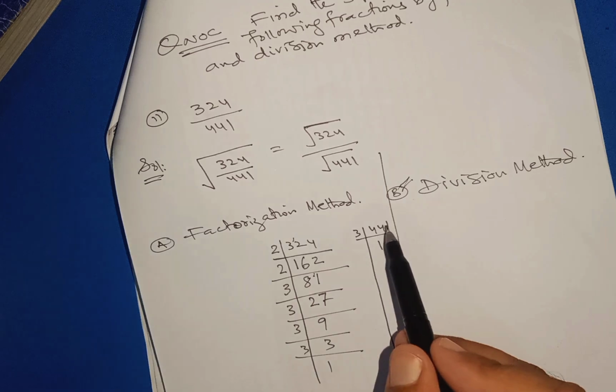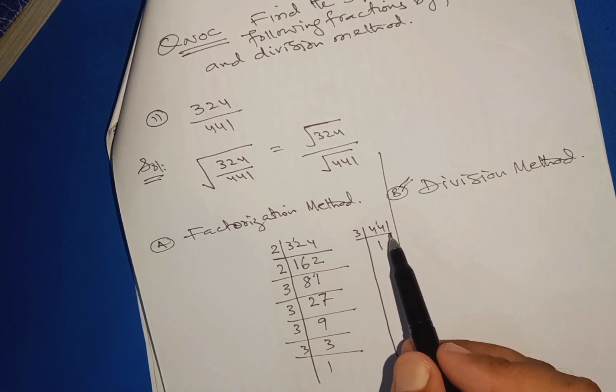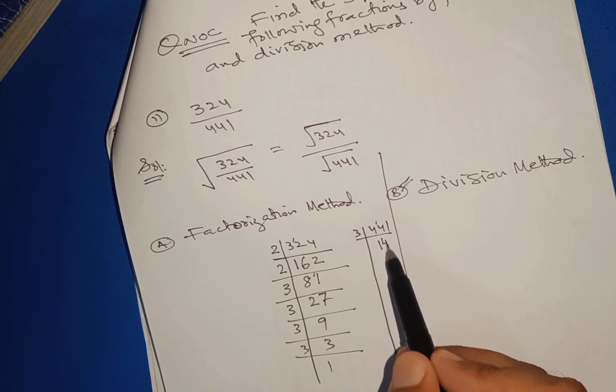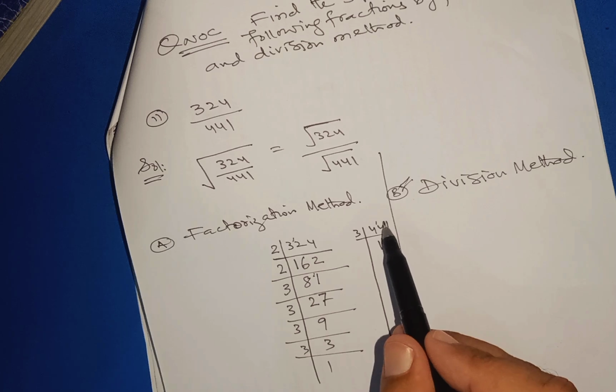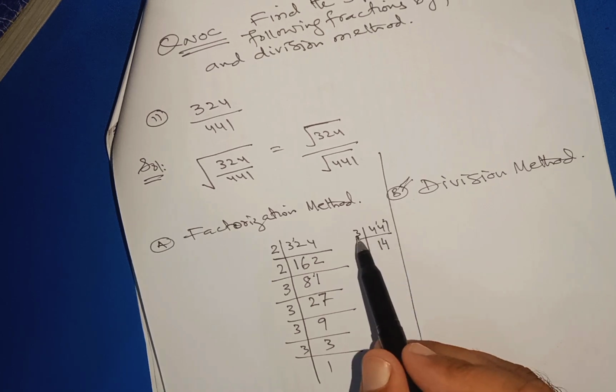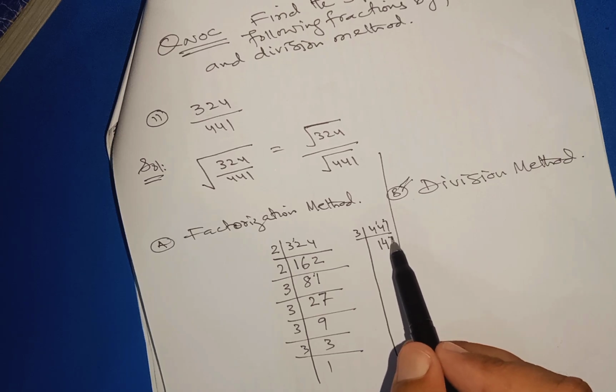3 ones are 3. We are left with 1. We will give this 1 to this 4. It's 14. Now 4 3s are 12, so it's again 4 times. This is 12, and we are left with 2. We will give this 2 to 1. It's 21 now, and 7 3s are 21.